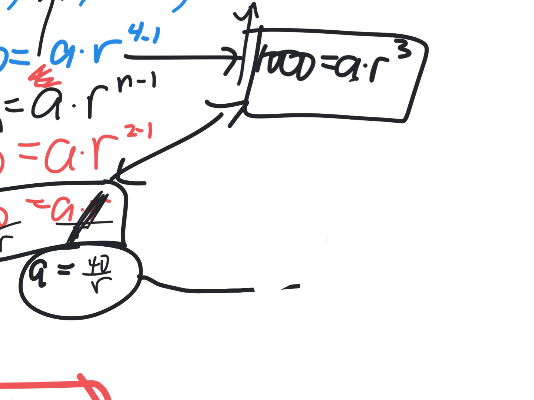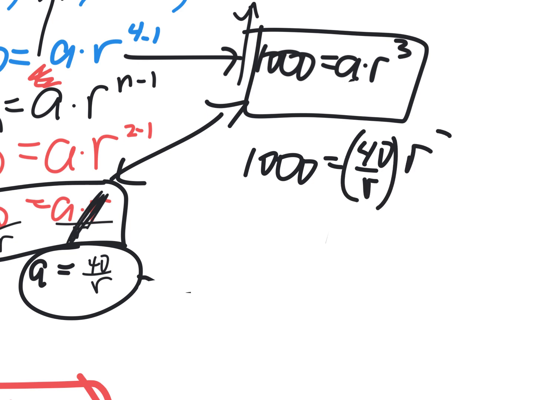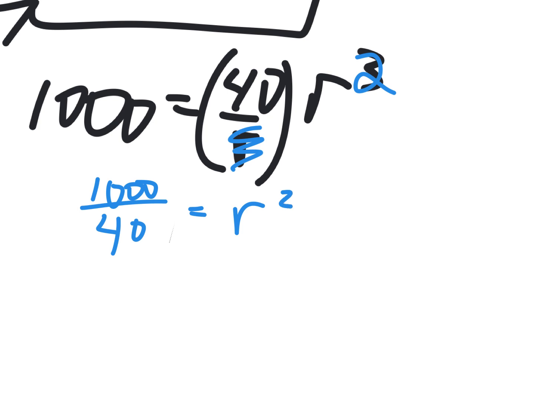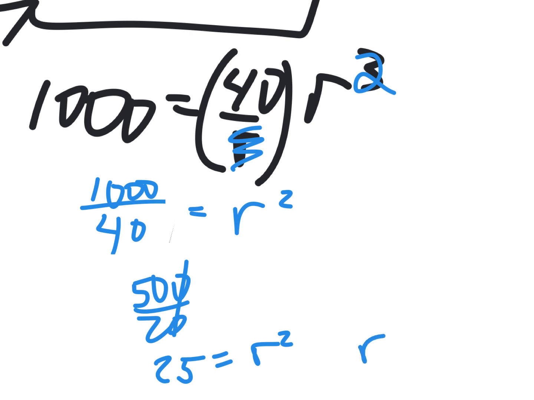Okay. 1,000 equals 40 over R times R to the third. This is so good for you. There's so much canceling and stuff you need to understand. Like right here, this is going to cancel with one of these R to the third, so it's going to become R squared. You get that? Then I'm going to divide both sides by 40, and I have 1,000 over 40 equals R squared. And then I'm going to simplify it because that'll be 500 over 20. And that'll be, cancel those, 50 over 2, which is 25, equals R squared. Cool. So R equals 5.